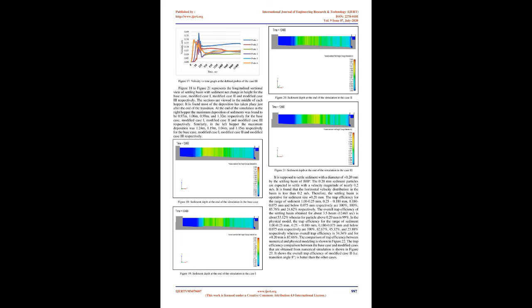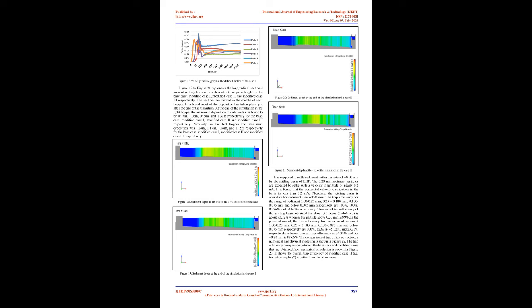At the end of the simulation in the right hopper, the maximum deposition of sediments was found to be 0.97 m, 1.06 m, 0.99 m, and 1.32 m respectively for the base case, modified case 1, modified case 2 and modified case 3. Similarly, in the left hopper the maximum deposition was 1.24 m, 1.19 m, 1.04 m, and 1.15 m respectively for the base case, modified case 1, modified case 2 and modified case 3.